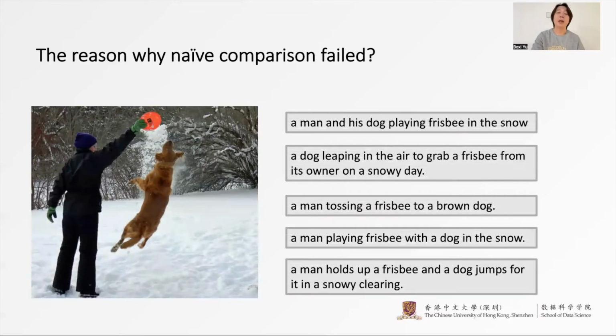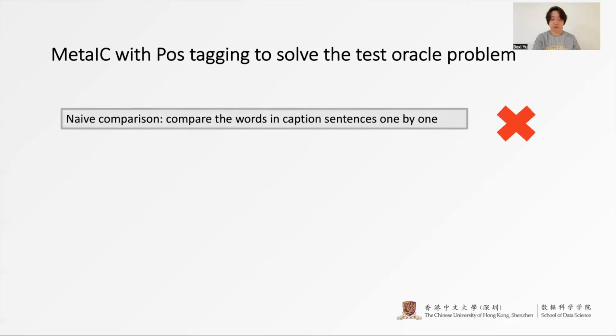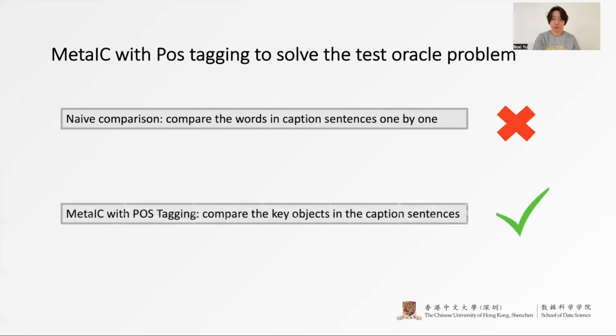For example, in this case, the 5 caption sentences are all right. MetaIC used POS tagging to solve the test oracle problem. However, the naive comparison compared the words in the caption sentences one by one during the metamorphic relation checking, while MetaIC compares the key objects in the caption sentences with POS tagging.